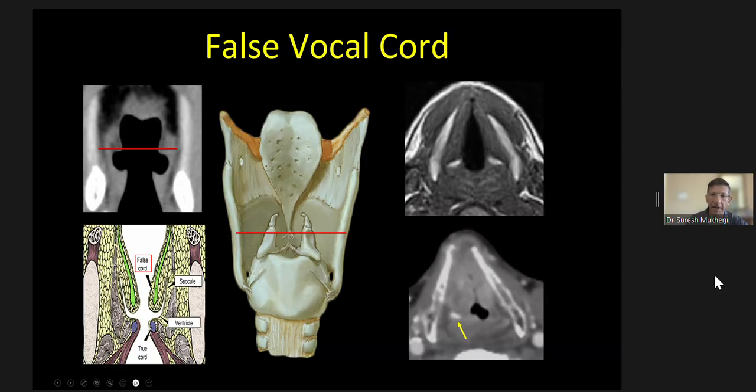So conceptually, that's the hardest one. If you can just remember that, then you'll always be able to identify the false vocal cords. And really, for me, everything else in the larynx becomes a lot easier.